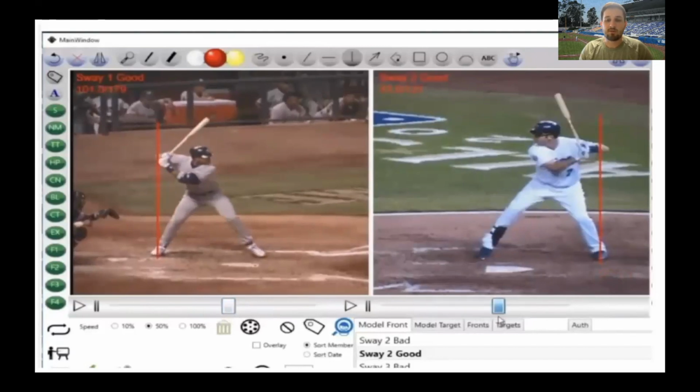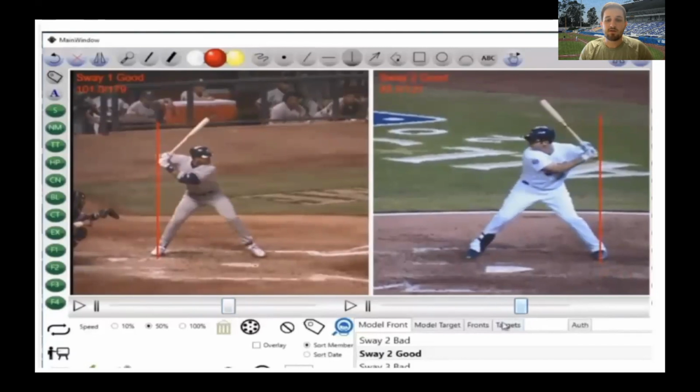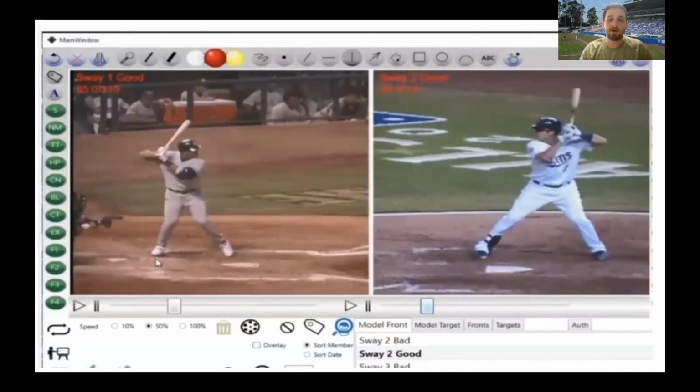Maurer does a great job here. Again, not even close. And it doesn't mean that Maurer did it better than A-Rod. It just means that neither one of them has a sway. So let's not get too hung up on the things that we don't need to get hung up about.